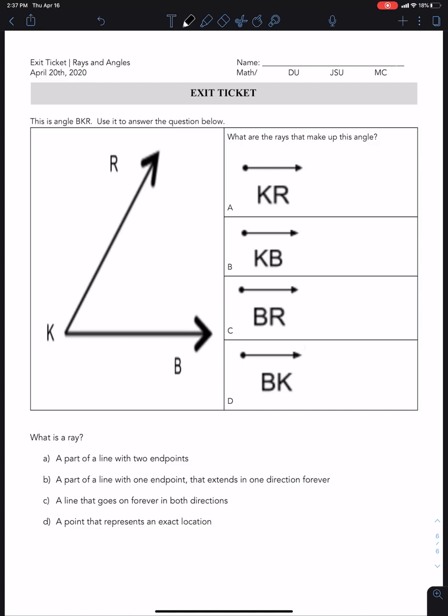All right, here we go. You should have two answers for the first one. And that last question, what is a ray? A ray is a part of a line with one endpoint that extends in one direction forever. So the answer is B.